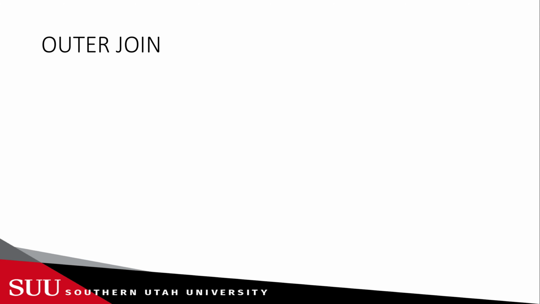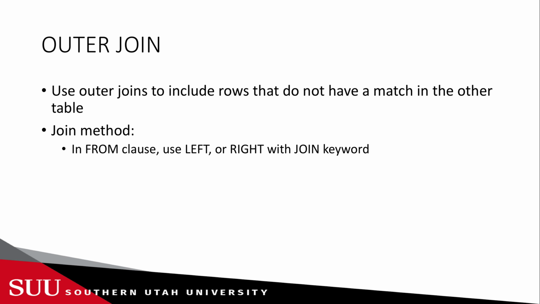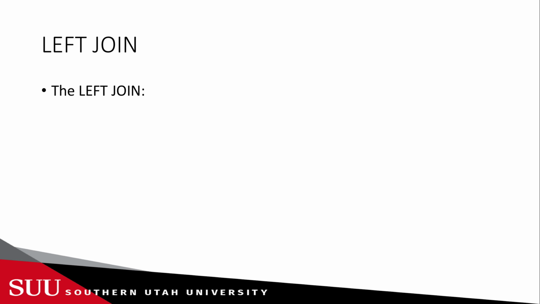Now for the outer join, we will include rows that do not have a match in one table along with the match rows from another table. So we will use the join method, and we will say either left join or right join. And for the full join, we will see that it's going to be basically a union of both of those. So let's start talking about left join.